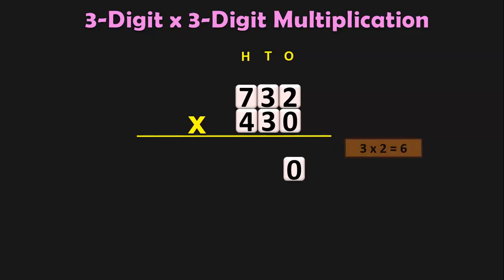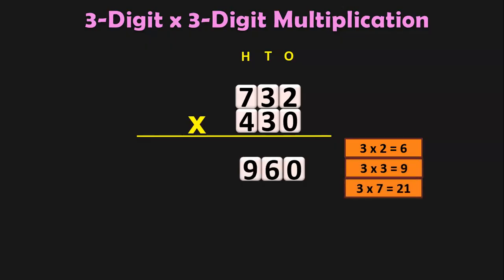3. 3 times 2 is 6. 3 times 3 is 9. 3 times 7 is 21. 1 in the thousands place and 2 will move to the 10,000s place. What is the next step?